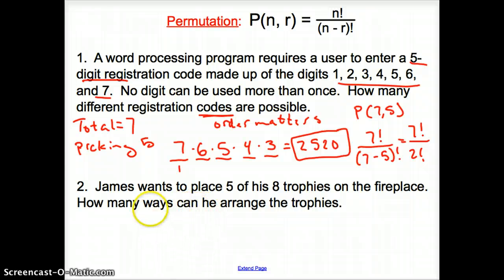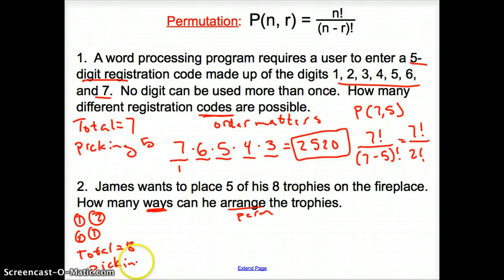Number 2, James wants to place 5 of his 8 trophies on his fireplace. How many ways can he arrange his trophies? Well, arrange, if I have a first place trophy here and a second place trophy here, is it different than second and then first? In my arrangement, it is. So that tells me that it is a permutation. So let's go back. How many total trophies do I have? I have a total of 8 trophies. I am picking 5 of those trophies.